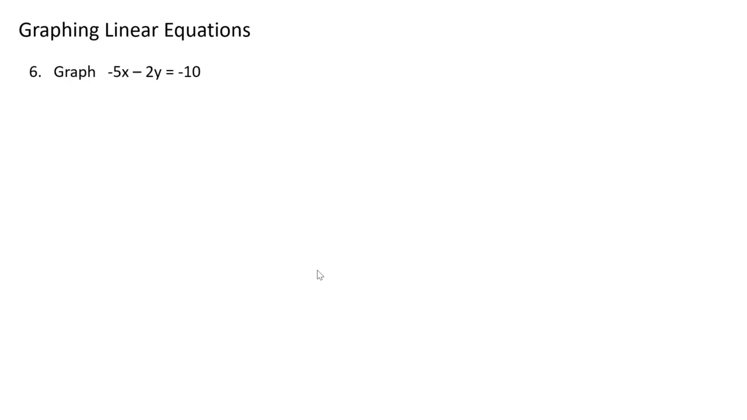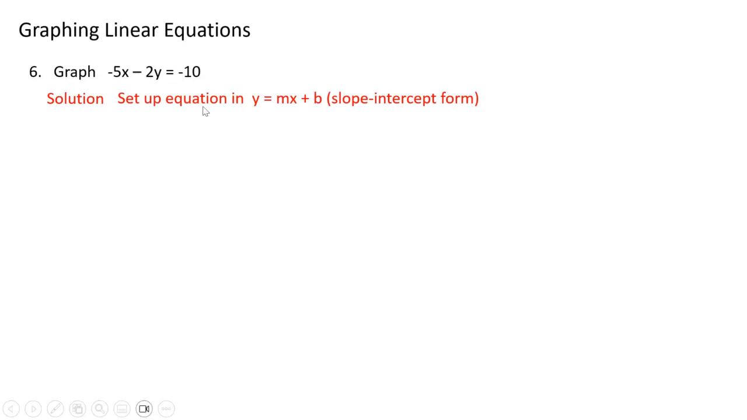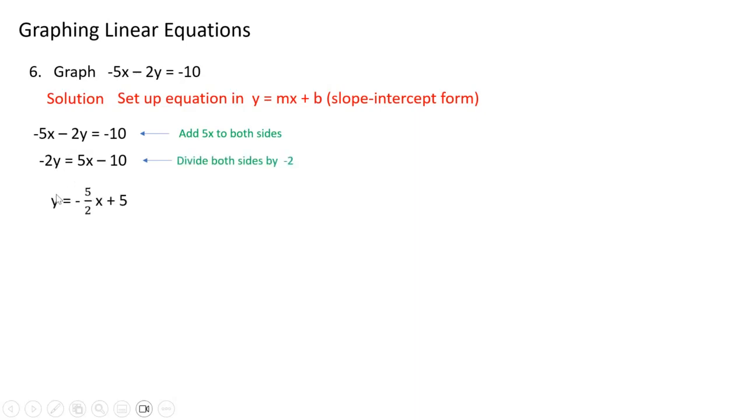Now, let's do another graph. Let's graph negative 5x minus 2y equals negative 10. Solution: if we want, we can set the equation in the slope-intercept form, which is y equals mx plus b. That means we have to isolate the y. The first step, we're going to add 5x to both sides. On the left side, the result will be negative 2y equals 5x minus 10. Then I need to divide every term by negative 2. That gives us y equals negative 5 halves x plus 5.